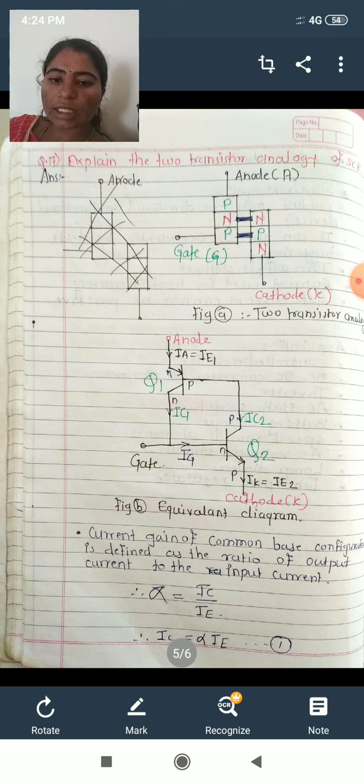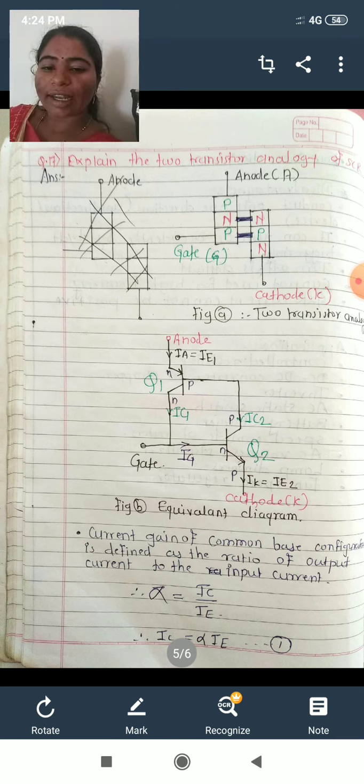Now, from this figure, the current gain alpha in common base configuration is given by IC upon IE. This is already seen in basic electronics. Current gain is the output current upon input current, and in common base configuration the output current is IC, the collector current, and the input current is IE, the emitter current. From this equation, the collector current is alpha times the input current.